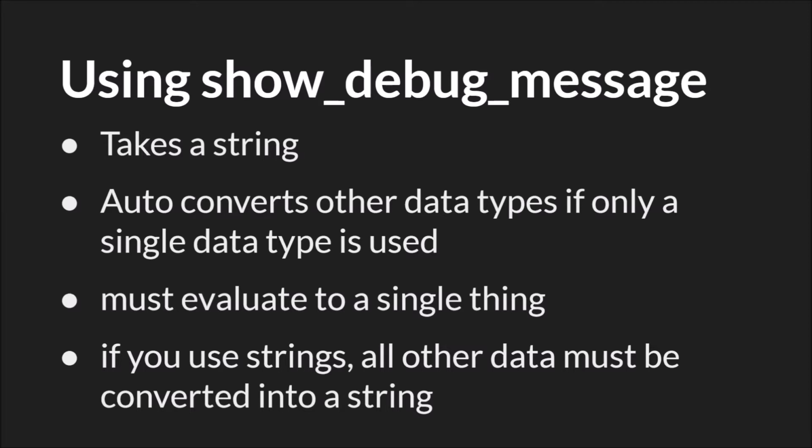So you can pass it a number or an array. You don't have to do anything to change that data type into a string, because showDebugMessage will do it for you if there's only one data type present and it evaluates to a single expression or a single thing. And I'll go over some examples of that in a moment. If you do use multiple data types, or if you use strings, then you'll have to convert everything into a string, and not only that, but turn it into one long string. Again, we'll show some examples in a moment.